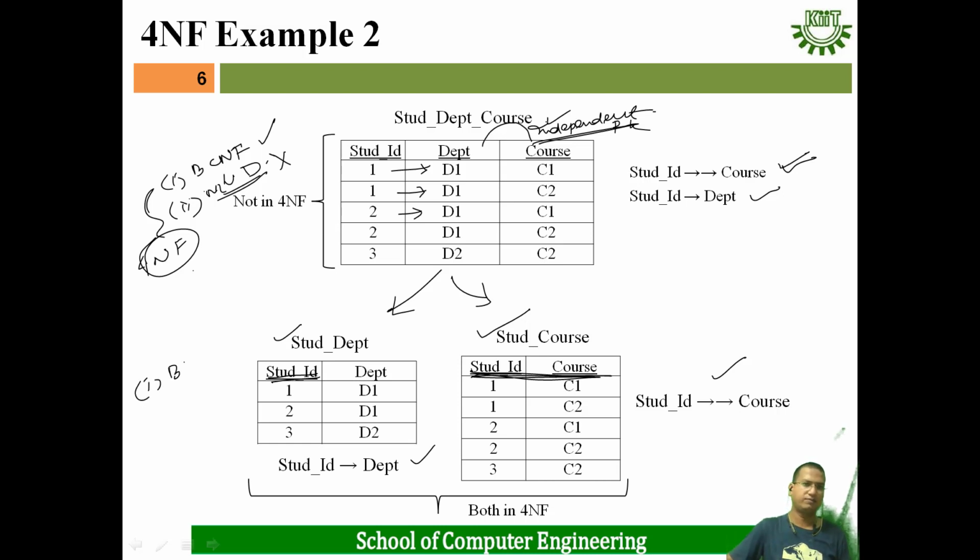Whether this is in 4NF or not: first, it should be in BCNF. Yes, one functional dependency is there, and that is a key. That means it is in BCNF. Then second, no multi-value dependency is there. Yes, that is also satisfied. That means this is in 4NF.